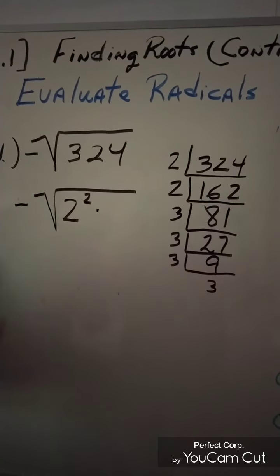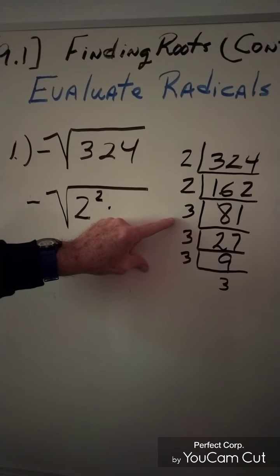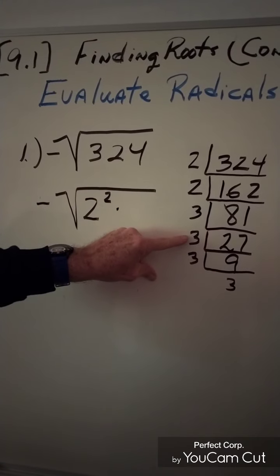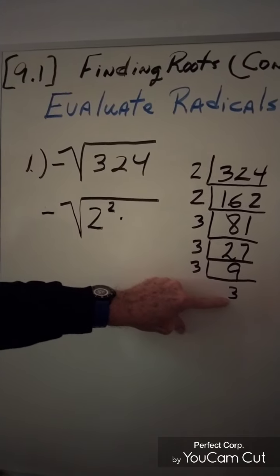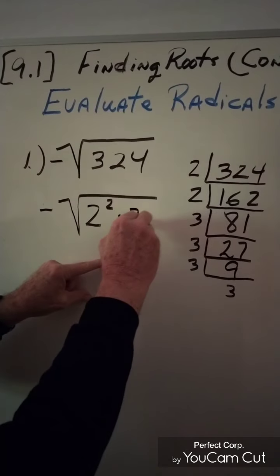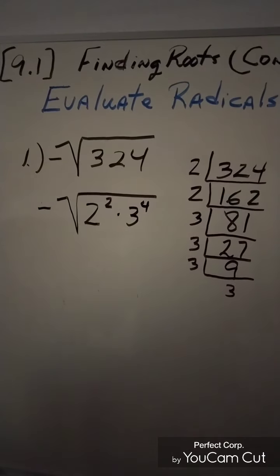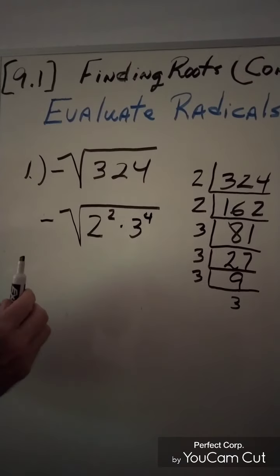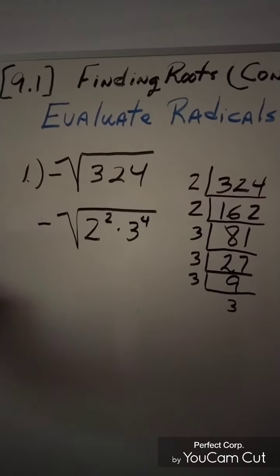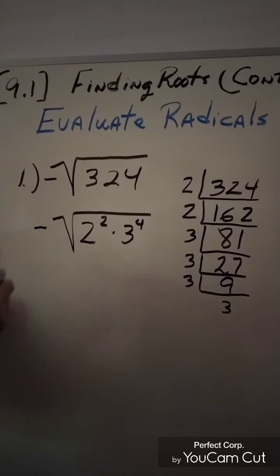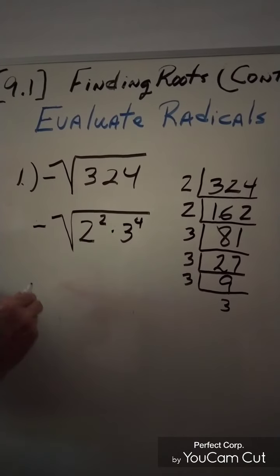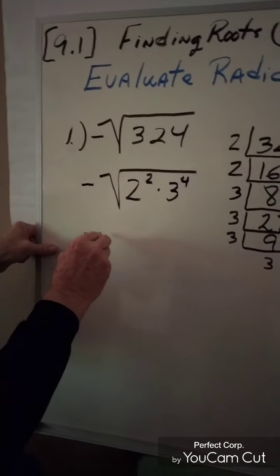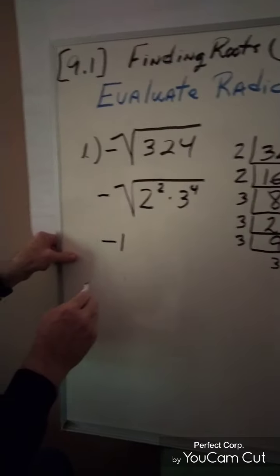I'm going to make a little times sign. We're going to amass the total number of times the 3 occurs. 1, 2, 3, 4. 3 to the 4th. Now, here's how we can as well pull out the root of 324. Let's go ahead and bring down this negative sign and get it ready. As a matter of fact, I'll even show it as a -1 because that's actually what it is.